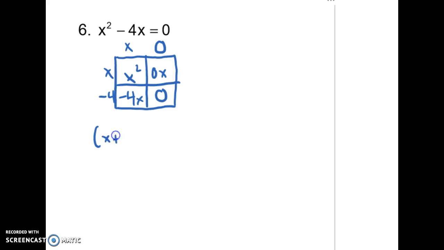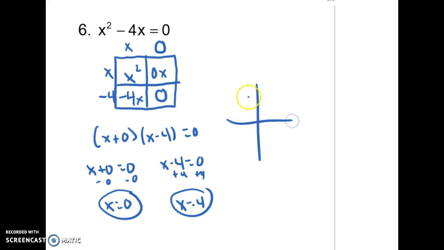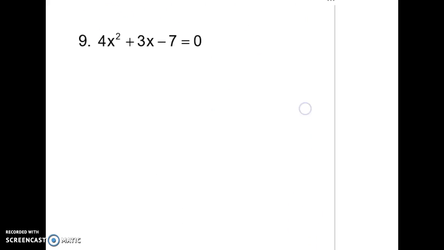So my factors then are x plus 0 and x minus 4. So when I set them equal, x plus 0 equals 0, x minus 4 equals 0. So x is 0, or 4. Graphing it would look something like this. But again, same idea. Once we factored it, we take our factors, we set them equal to 0, and we go from there.